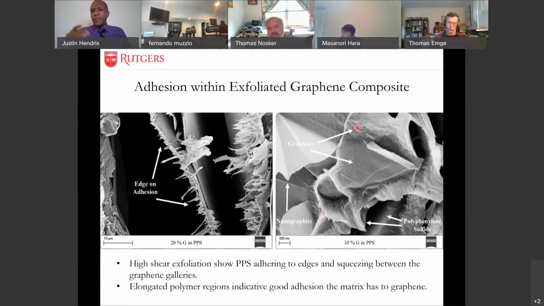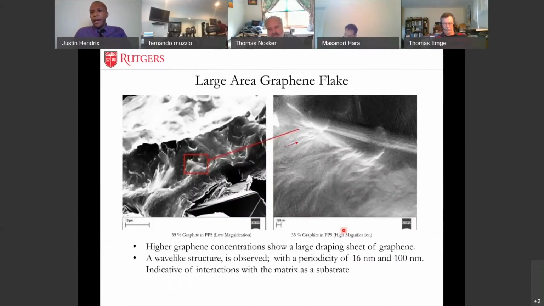Another thing, we talk about how the polymer is bonding to the surface of the exfoliated graphene. You can see the polymer here is laying down, stretched and elongated, and the graphene that's being created is actually having very close and intimate contact with the surface through the same process.